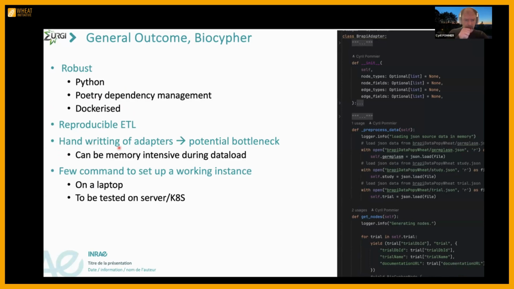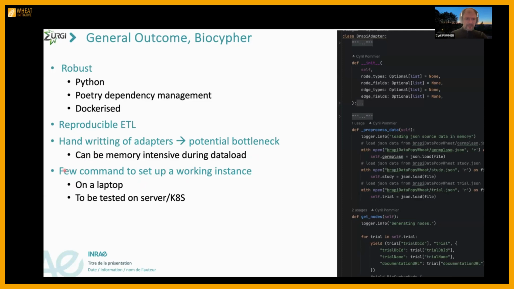We have to write our data adapters ourselves, and that's a potential bottleneck. First, of course, because we need time to do this. And second, because we need to optimize them, especially for huge data sets. For genomic data or things like that, with a lot of edges, we cannot load all of this in memory before loading into the Neo4j database.